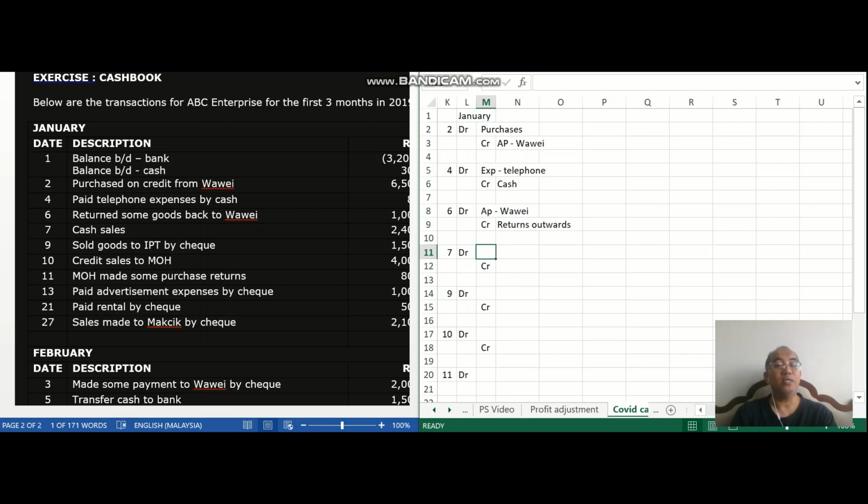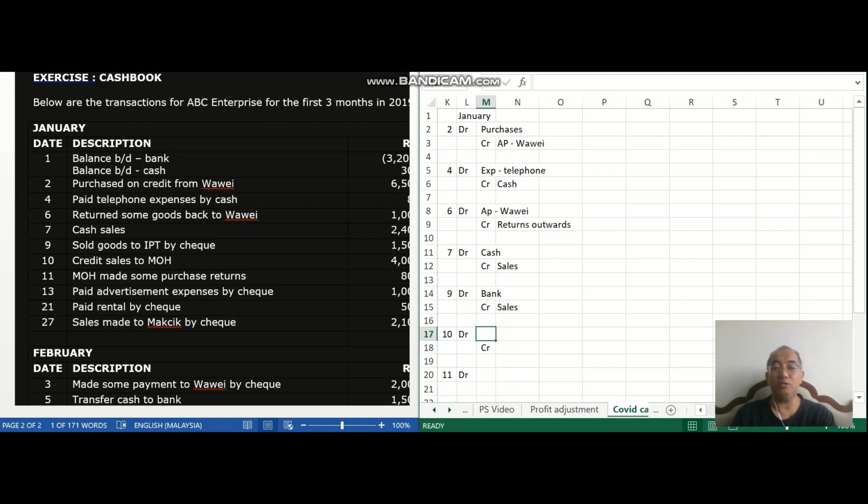January 7th, cash sales. This is a bonus question. So debit cash, credit sales. January 9th, sold goods to IPT by check. When you do sales, sales are always at the credit side. I just put sales over there. And we sold goods to IPT by check. Of course, we receive a check and we put it in our bank. So debit bank.